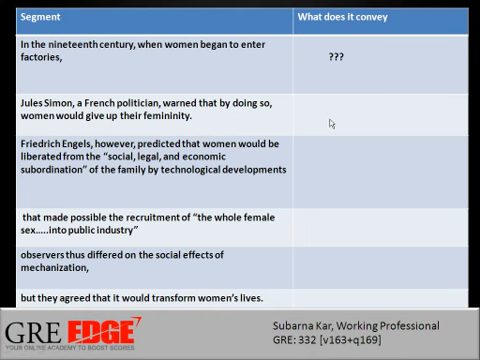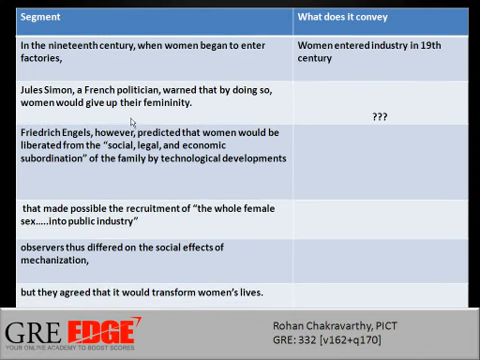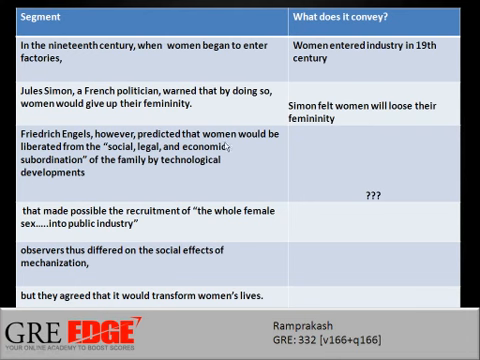Okay, let's see what it conveys. Basically conveyed that women entered the industry in the 19th century. Okay, now let's see the next segment. Jules Simon, a French politician, warned that by doing so, women would give up their femininity. Now, what does this segment convey? Correct. Simon felt women will lose their femininity. Simple.